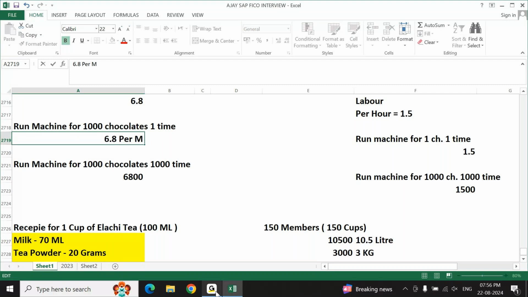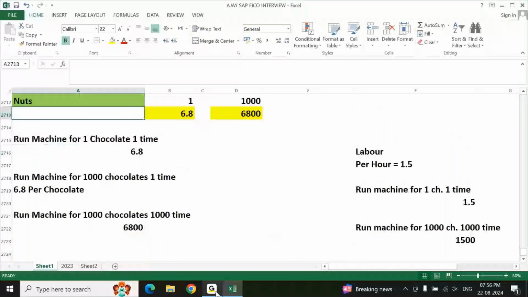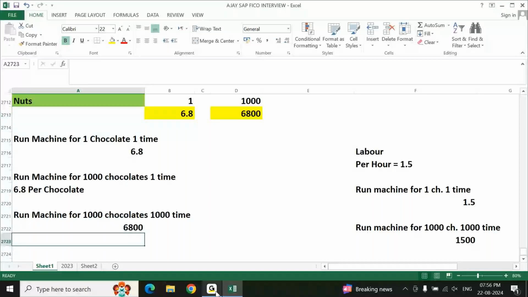Is this per machine run? No, this is per chocolate. Machine hour rate, if you talk about that, then this is your labor. This is your raw material cost. So if it is 1,000 chocolates instead of one chocolate, then for one run it's still 6.8? Because when the quantity increases, the values also increase, right? No, I'm talking about the machine run.